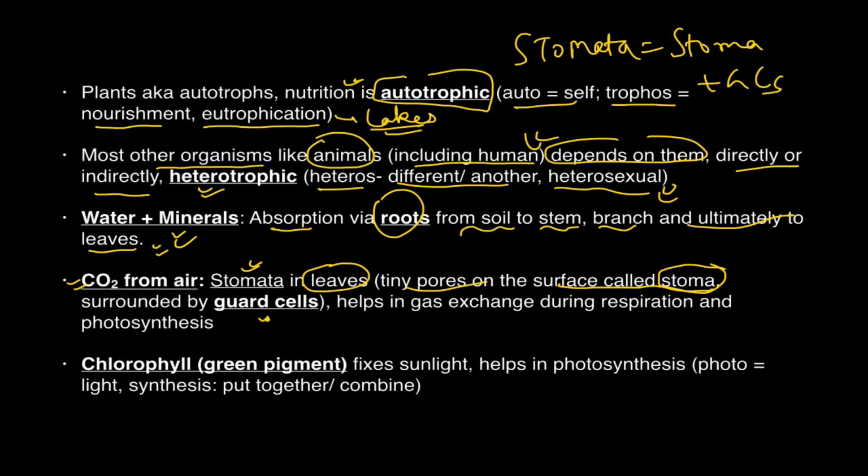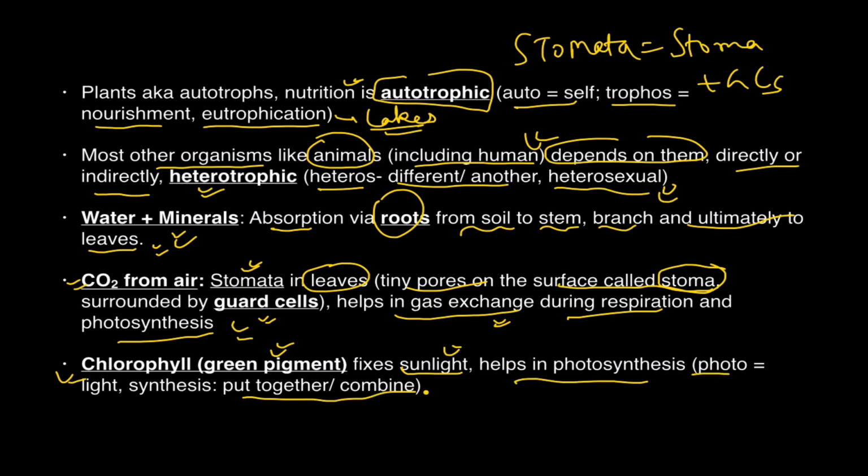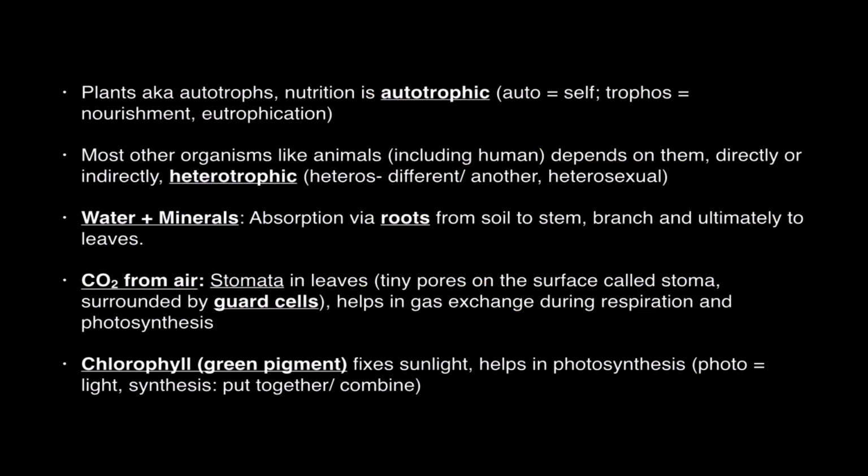Is that understood? It helps in gas exchange. Stomata helps in gas exchange, carbon dioxide, water vapor, etc., during respiration as well as photosynthesis. So during photosynthesis, plants give out oxygen, while during respiration, plants give out carbon dioxide. But the net outflow is of oxygen, hence plants give life. That's how we know them. Now chlorophyll is a green pigment which fixes sunlight. Fixes means it captures it and helps in photosynthesis. Photo means light, synthesis means put together or combine. Technically phos means light, but again photos, photon, anything can be used to mean light.